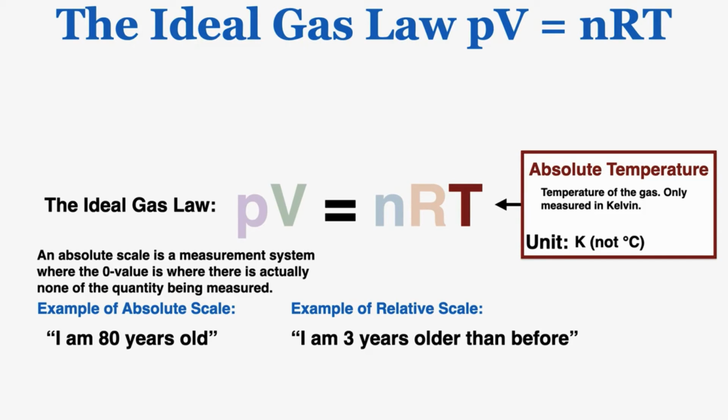In comparison, saying I am 3 years older than before is a relative scale, because at the 0 point of that scale, I am 0 years older than I was before. That doesn't mean I have 0 years of age. It could be at any age where I start. It's totally relative where I start, and I begin increasing from 0 from that point, even though my actual age is not 0. That's an example of a relative scale.